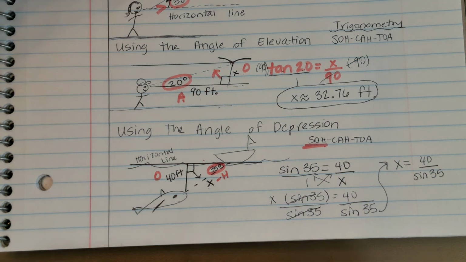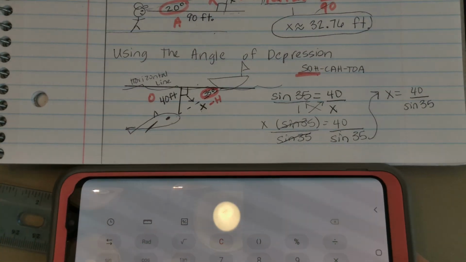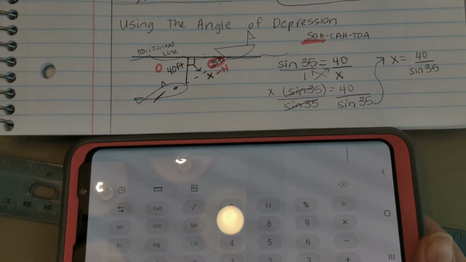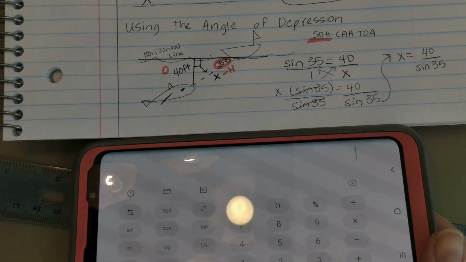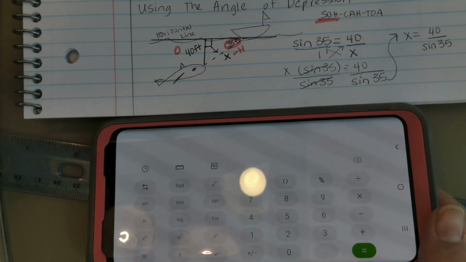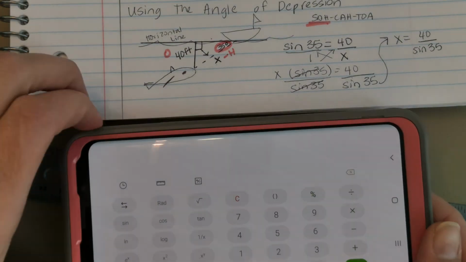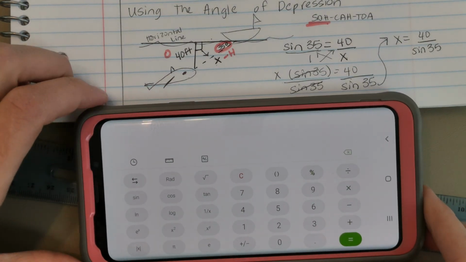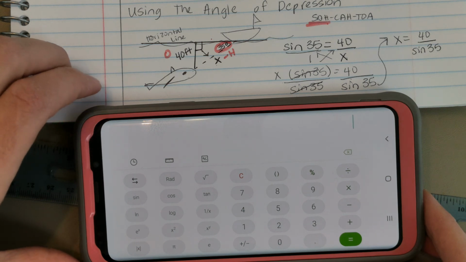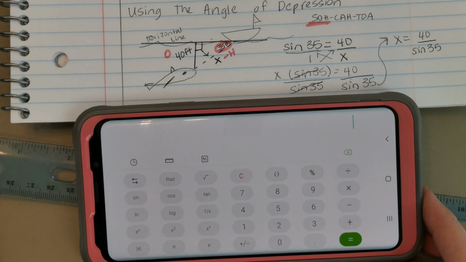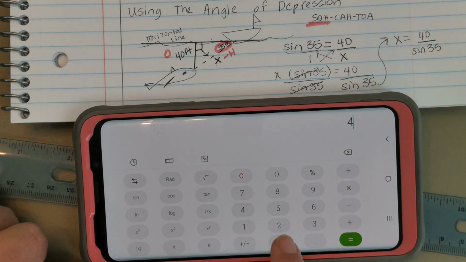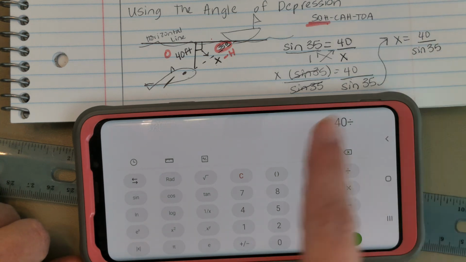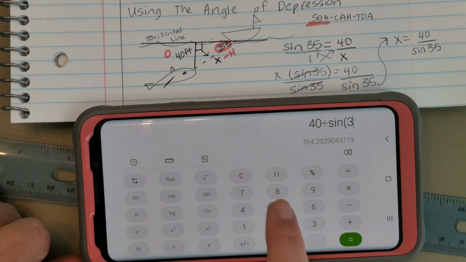All right, so I'm going to go ahead and show the calculation on my phone. And remember, you could use the Desmos Scientific Calculator. I posted a link to that on our Power School. That always works. If you're not sure how to use your phone or the Chromebook calculator, you can just go online to the Desmos Calculator website. So anyways, I have to do 40 divided by sine 35. Sine 35. And that gives me this value.